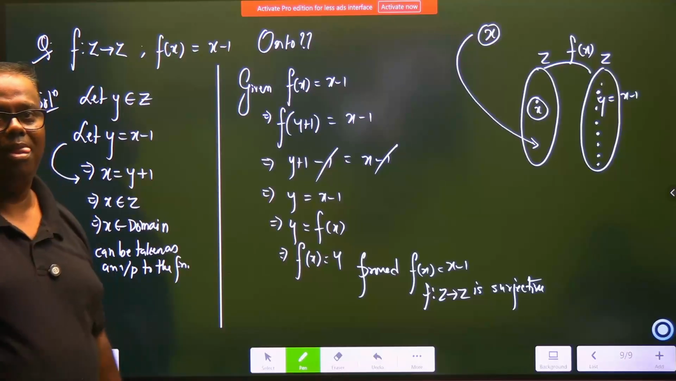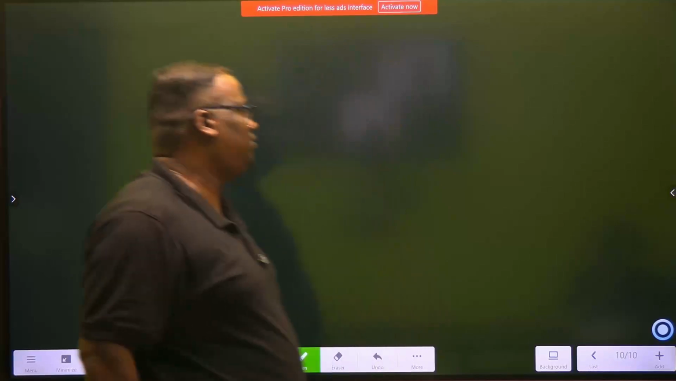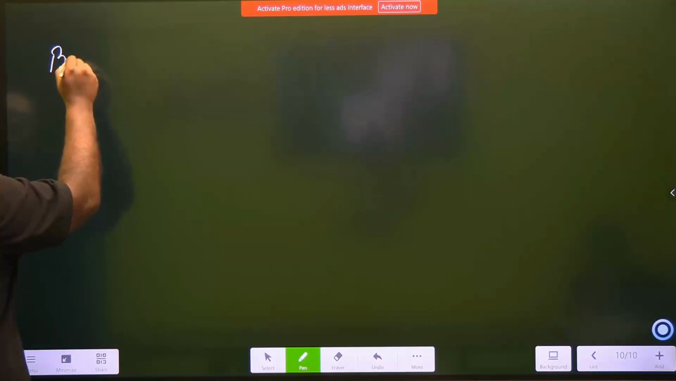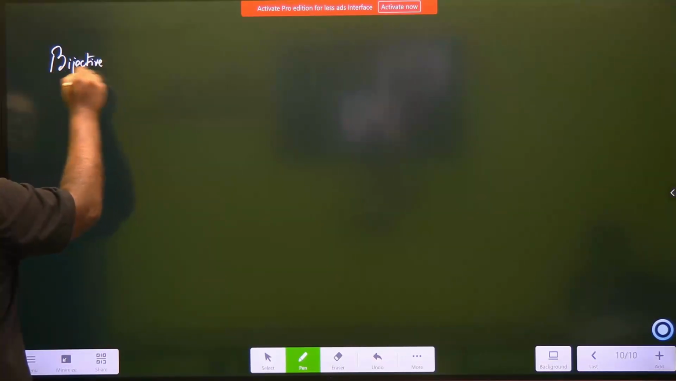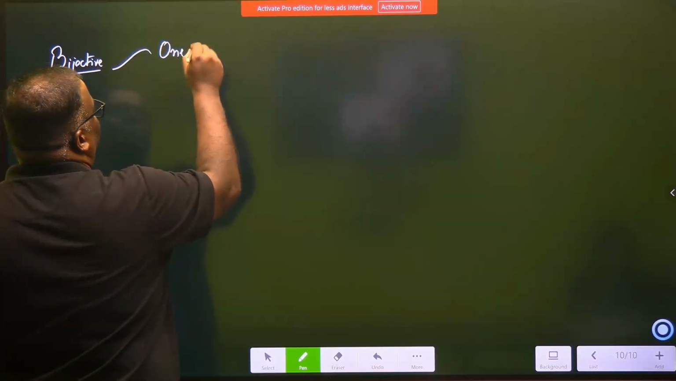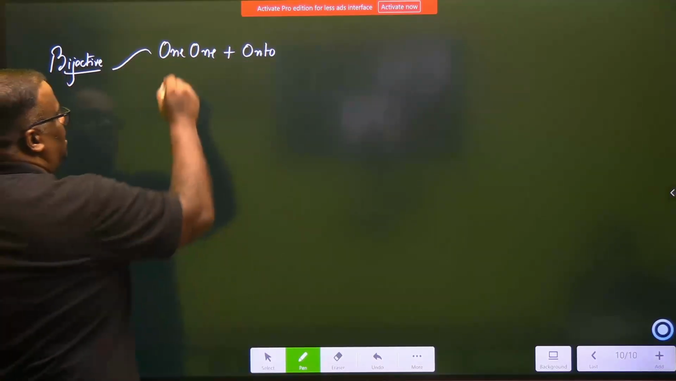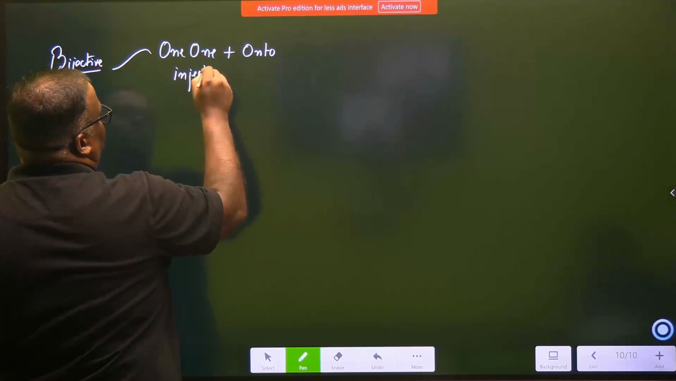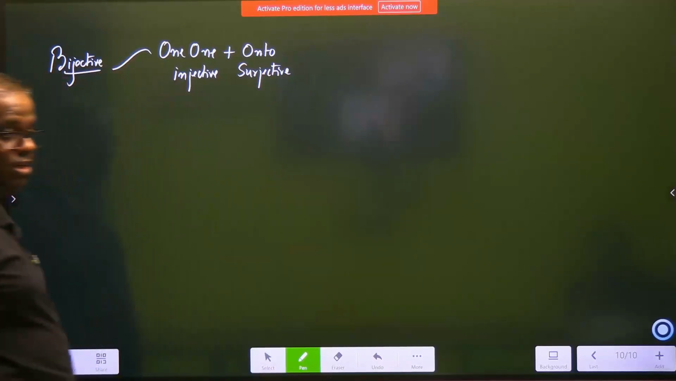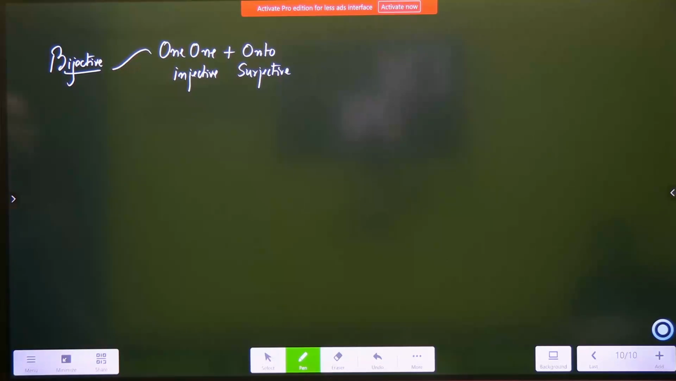Clear? Okay. So we go now to bijective. We'll see a little bit about bijective functions and see why bijective becomes important. Bijective means a function which has to be both one-one and onto. That means it has to be injective and it has to be surjective also. A function which is one-one as well as surjective is known as a bijective function.